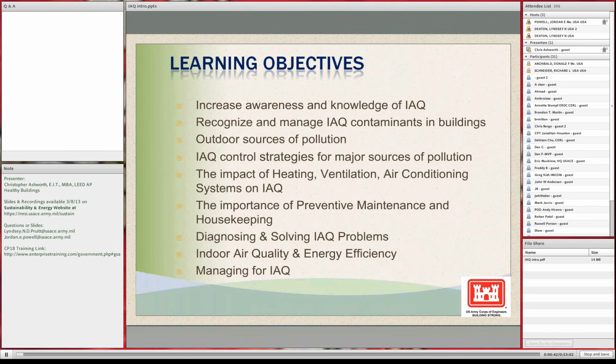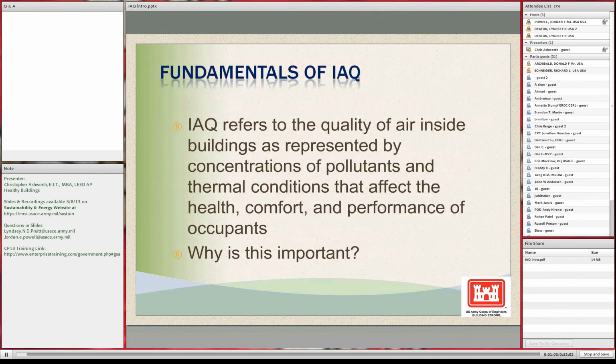So as you can see here, here's some of the learning objectives, and this is the true starting point of part one. It's really just to increase your knowledge of indoor air quality, recognize the different contaminants, all the way through diagnosing and solving indoor air quality problems. We're going to touch on how indoor air quality and energy efficiency aren't mutually exclusive, and a final part about managing indoor air quality in buildings.